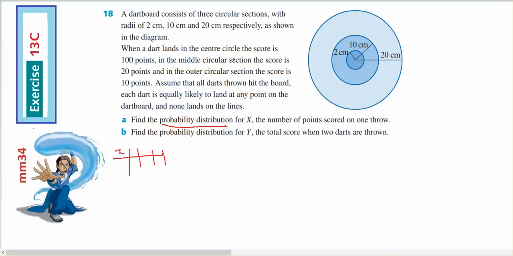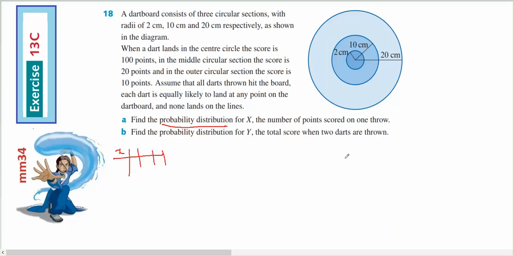Okay, so I'm going to assume the dartboard consists of 3 circle sections with radius 2, 10 and 20 as shown in the diagram. When a dart lands in the centre, it is scored 100. In the middle section, it's scored 20. Assume that all darts thrown hit the board, and each dart is equally likely to hit anywhere on the board and none land on the lines.